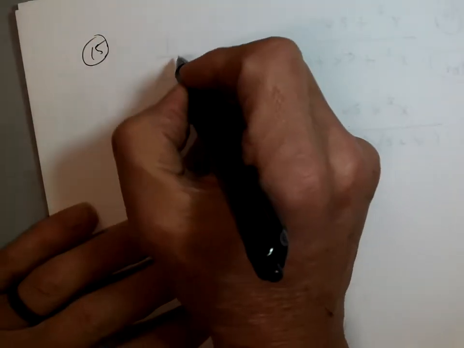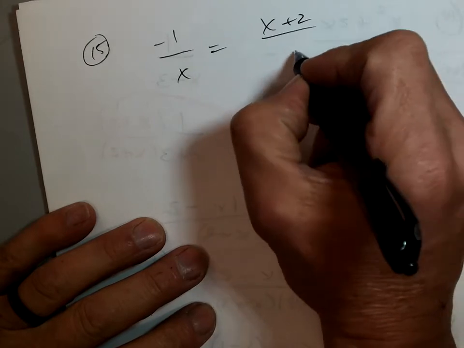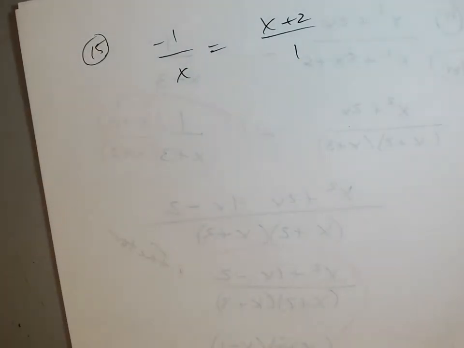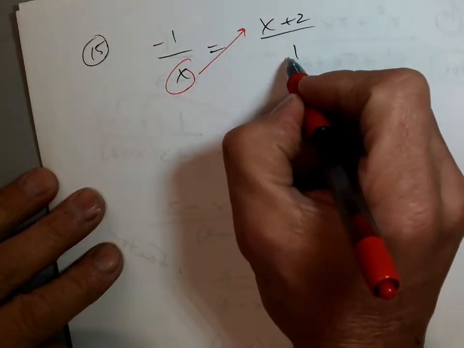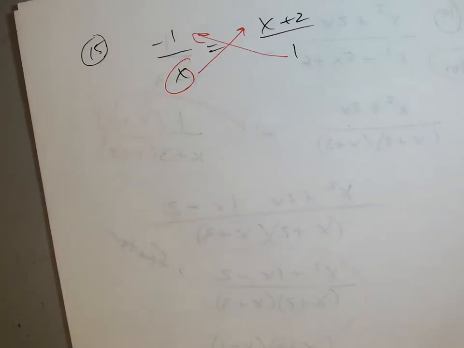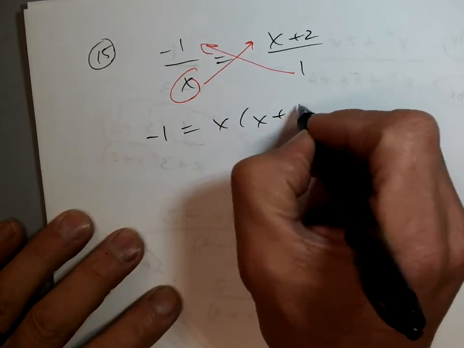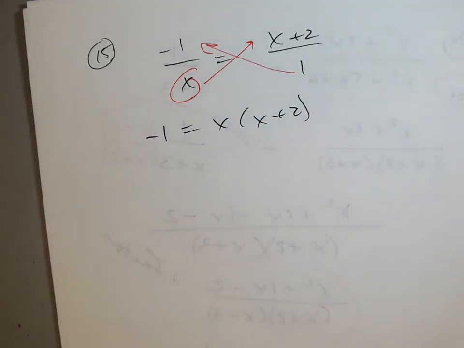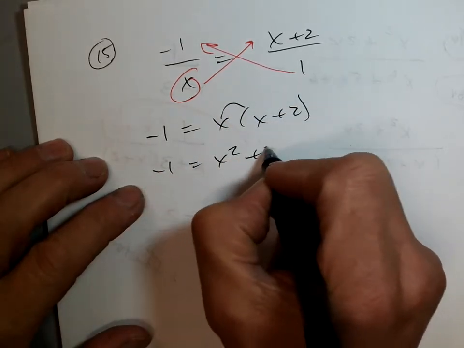15, I've got negative 1 over x equals x plus 2 over 1. Okay, now, fraction equal to fraction, we're going to cross multiply, right? So I'm going to take this up here and this up here. Okay, I'll get negative 1 equals x times x plus 2. When you cross multiply, the fraction's gone. I was helping some kids yesterday. We were cross multiplying and they didn't get rid of the fraction. I'm like, come on, that's why we cross multiply, to get rid of the fraction, right? Okay, negative 1 equals, let's see, that's an x squared plus a 2x, right?